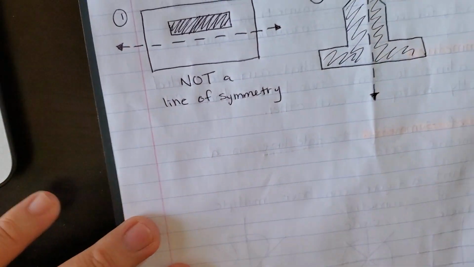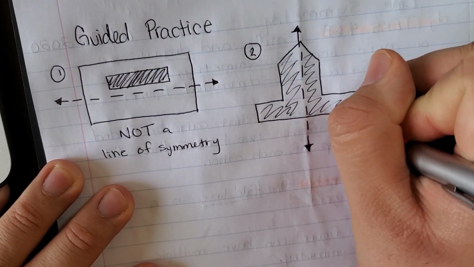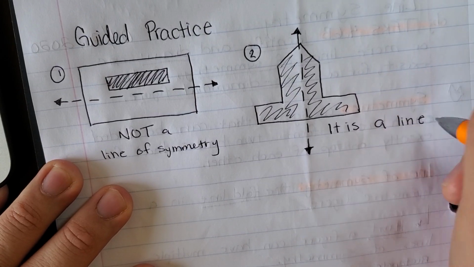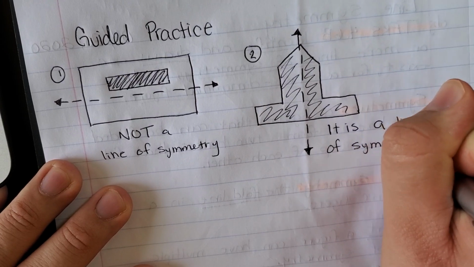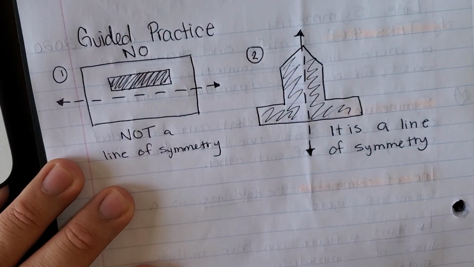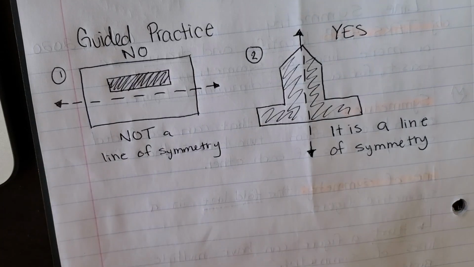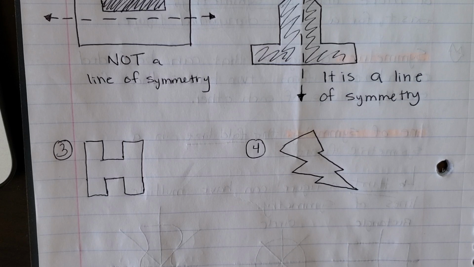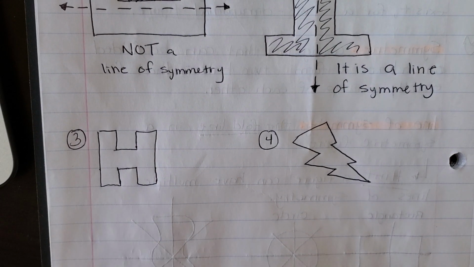Okay, so this line of symmetry that they gave us, it is a line of symmetry. So this one was a big no line of symmetry, and this one was a big yes line of symmetry. Okay? For the following figures, 2, 3, and 4, I want to see how many lines of symmetry each one has. So we're going to go ahead and do it ourselves.